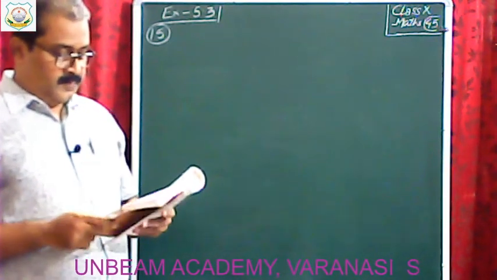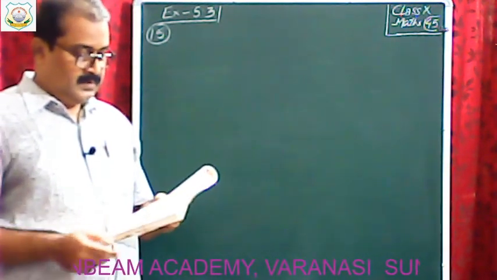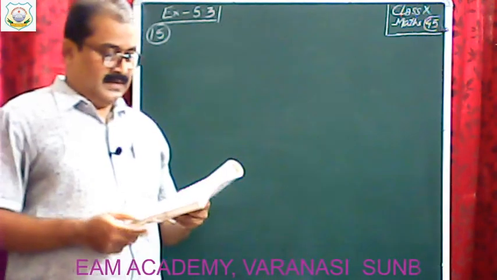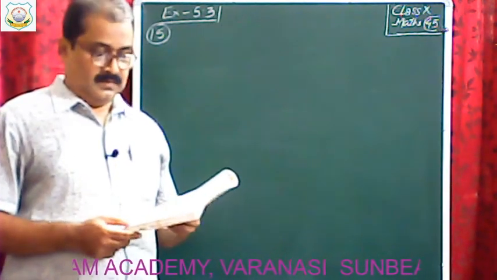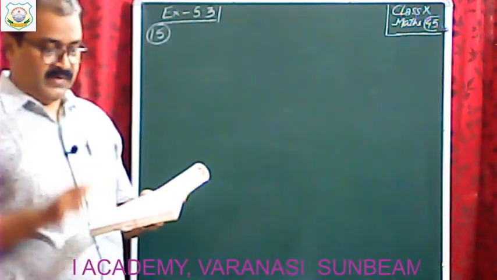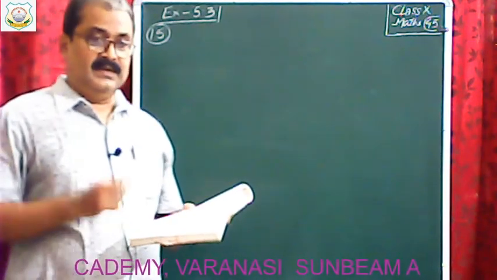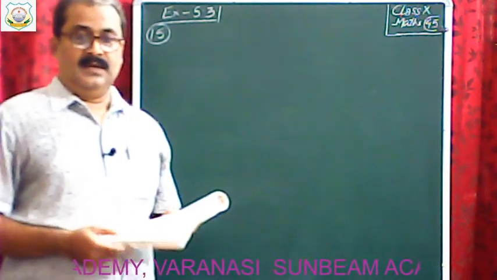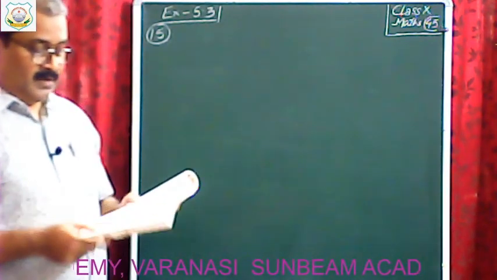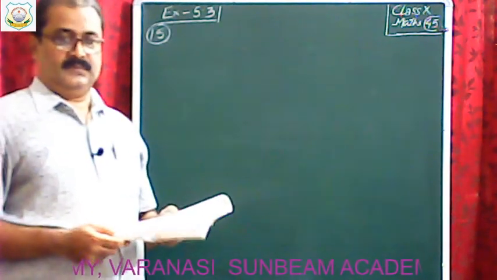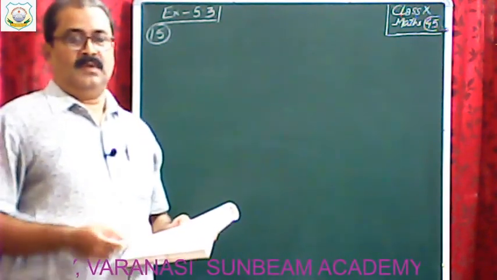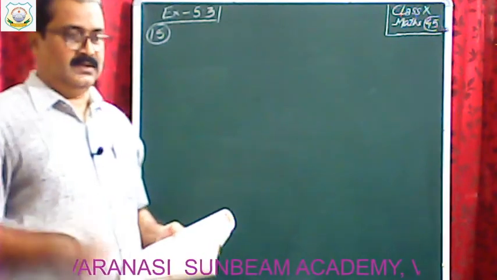Total number of days delayed is given as 30. The contractor has delayed the work by 30 days, then how much penalty is paid by the contractor? Clear? You have to form an AP as per the given conditions.